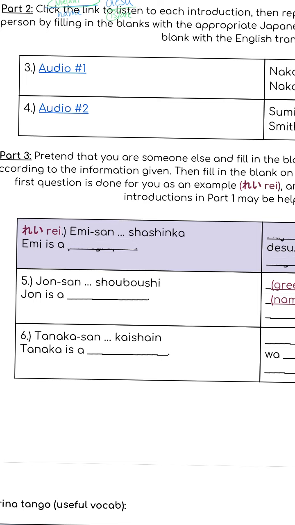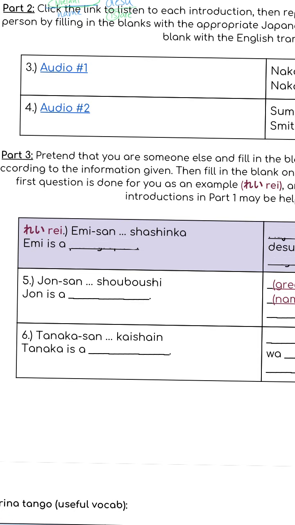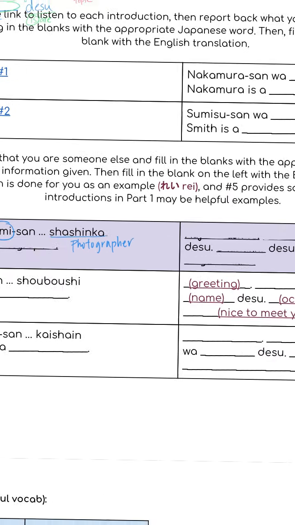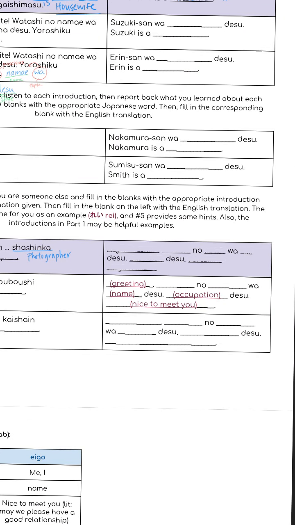All right, hajimemashou. So we have the information that Emi-san, we have Emi-san. So the person's name is Emi. And we have shashinka. Okay, so shashinka means photographer. And remember, so Emi-san, then her name is Emi, and then san is just the name suffix. So, let's move on over here. So we're gonna give Emi-san's introduction, or write it in.